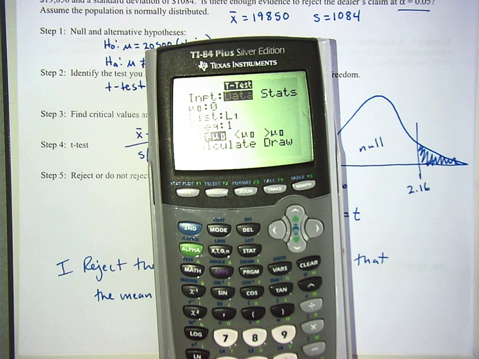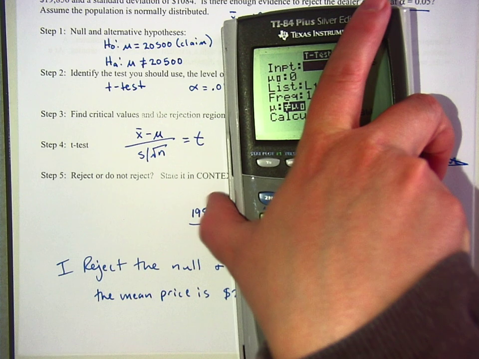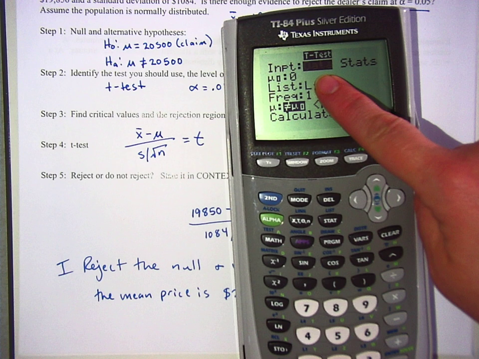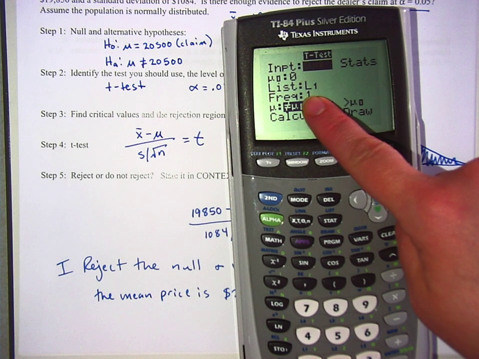Now there are 2 choices that you can draw from. What do you think it means, the difference between data and stats? Data, we use the data you answer in here. Right, see how it says data, and it says that it's referring to L1?